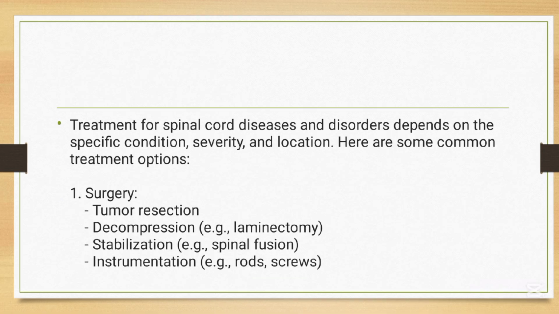Now what are the treatments of spinal cord diseases? Treatment of spinal cord disease and disorder depends on the specific condition, severity and location. Here some common treatment options are: number 1, surgery, for example, tumor resection. Number 2, decompression, for example, laminectomy. Number 3, stabilization, for example, spinal fusion. Number 4, instrumentation, for example, rods and screws.